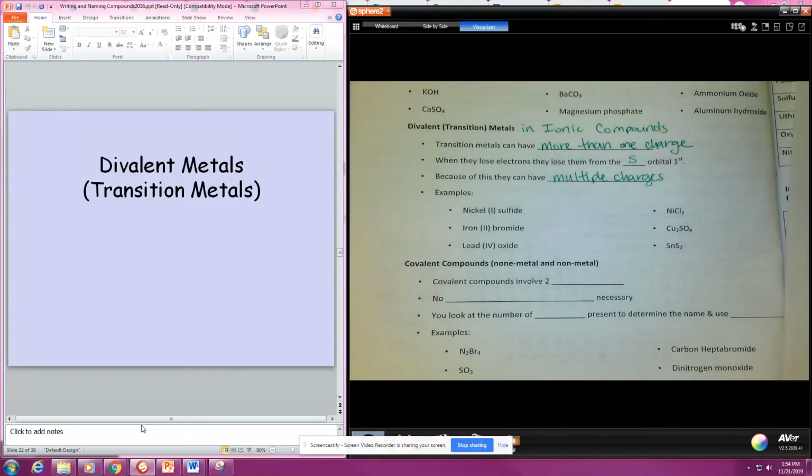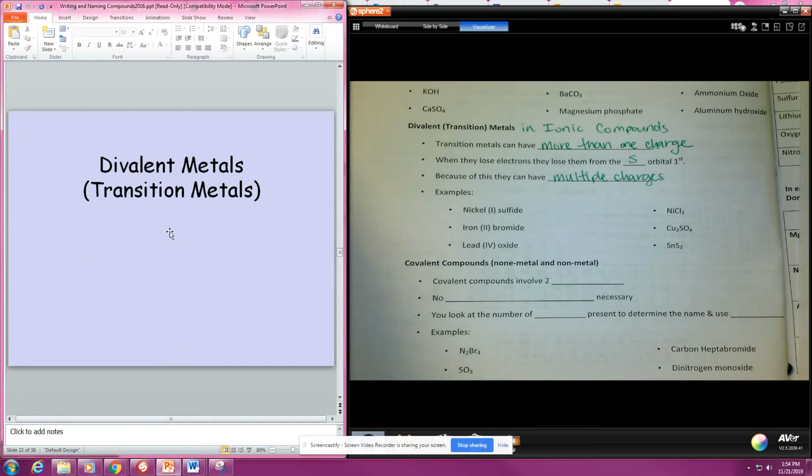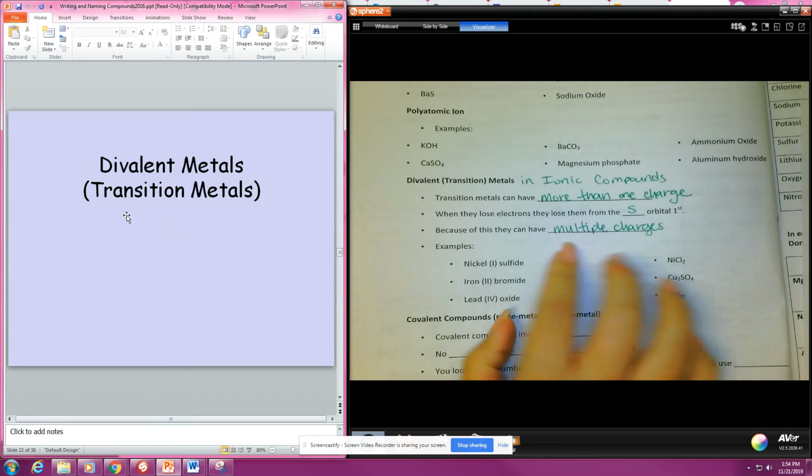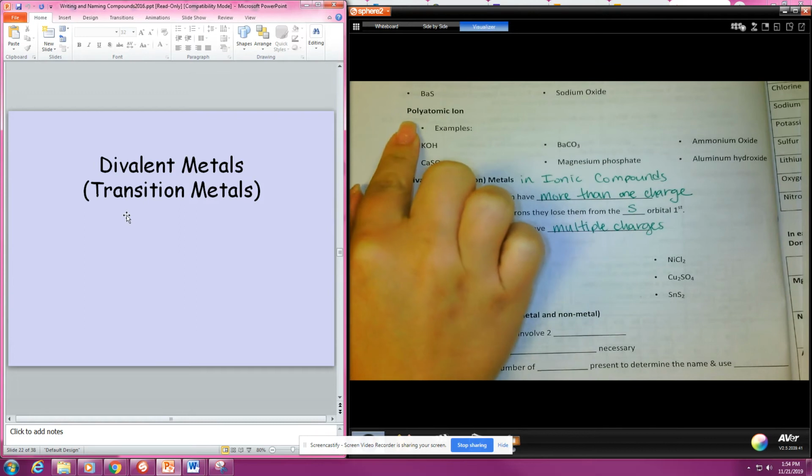Hi everyone, we're going to finish our ionic compound naming and formula writing notes. So you're going to need your booklet and your foldable. To start us off, last time we were learning how to name ionic compounds, and we stopped after we learned how to do it with a polyatomic ion.